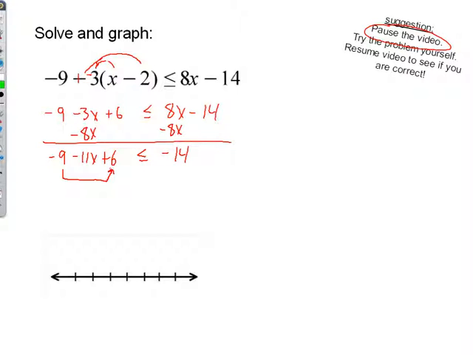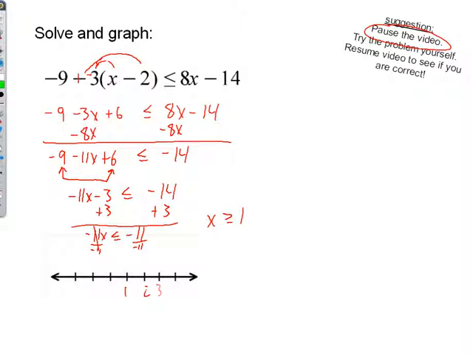I'm going to combine these two because they are like terms. So I've got negative 11x and I've got negative 3 less than or equal to negative 14. And then I'm going to add 3 to both sides. So I'm still working to get x by itself. Negative 11. How convenient, huh? Because I'm going to divide by negative 11. And did you remember to flip that symbol, greater than or equal to, because I divided by a negative?